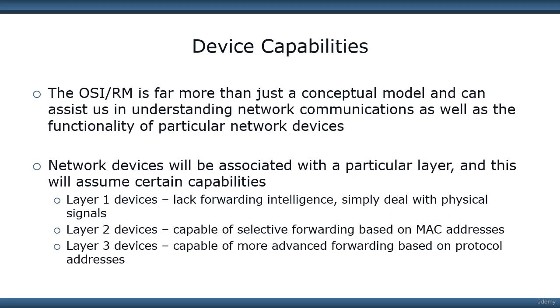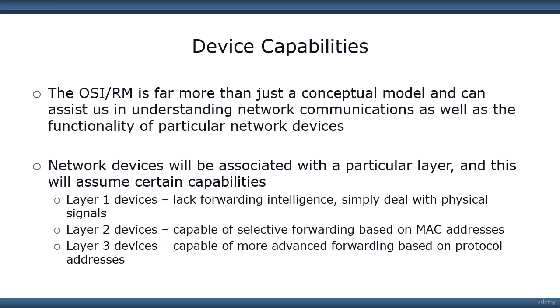So layer one devices would be network devices that operate at the physical layer, and they lack any sort of forwarding intelligence. They just pull in bit streams and push out bit streams. That's all they do. Layer two devices, well, layer two is the data link layer in the OSI reference model, that's where the MAC address lives. And so layer two devices are capable of selective forwarding based on those physical MAC addresses. Okay, we can decide whether to forward a packet to host A, B, or C based on the MAC address that's in the packet.